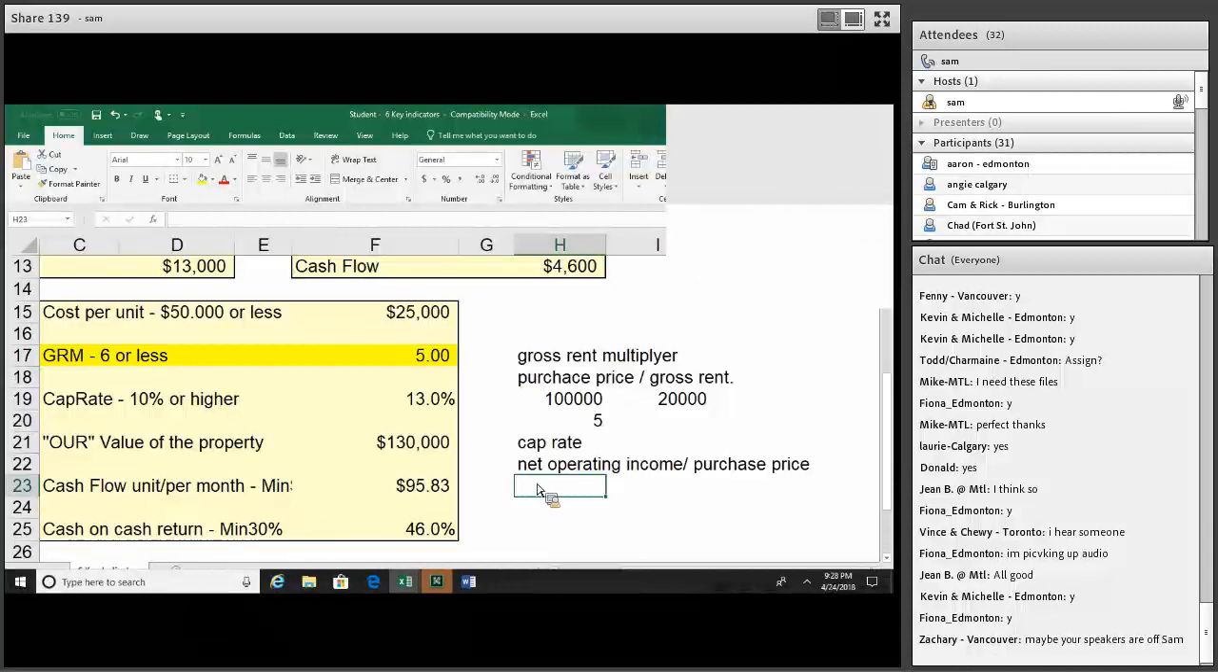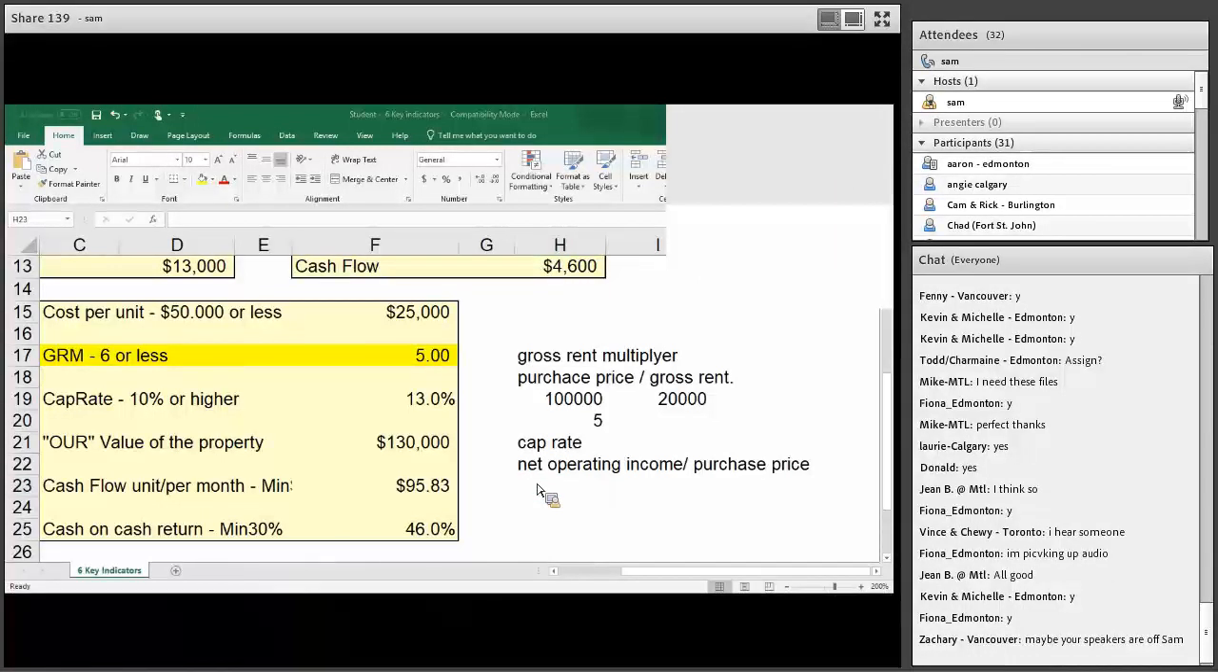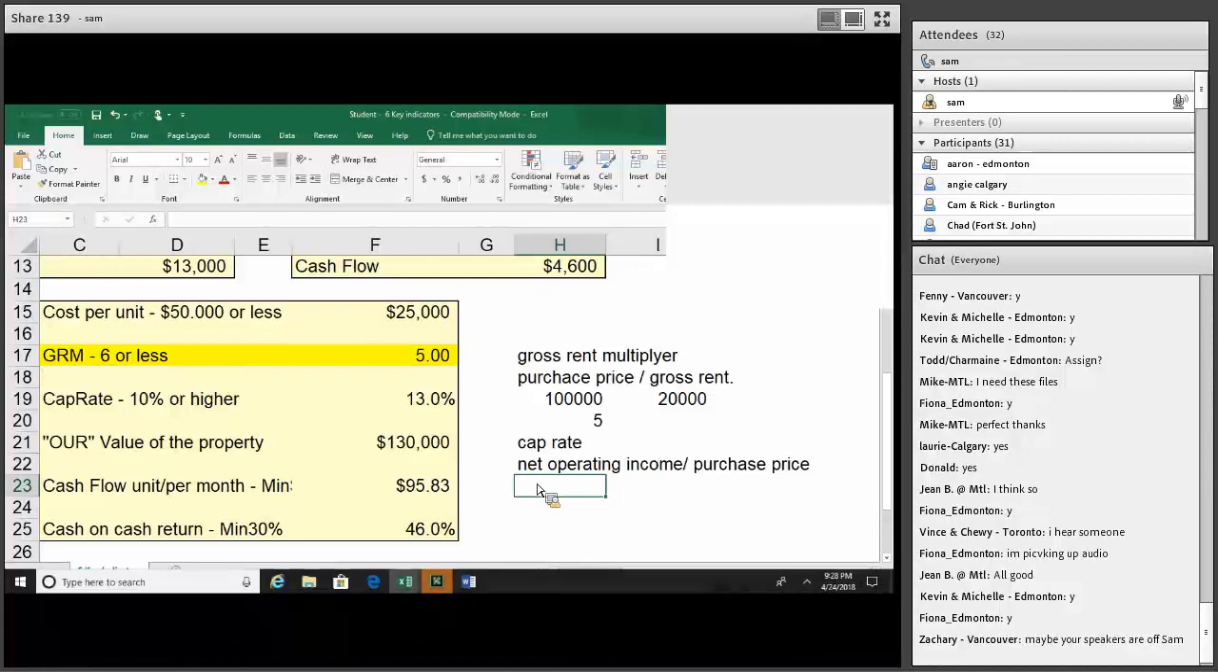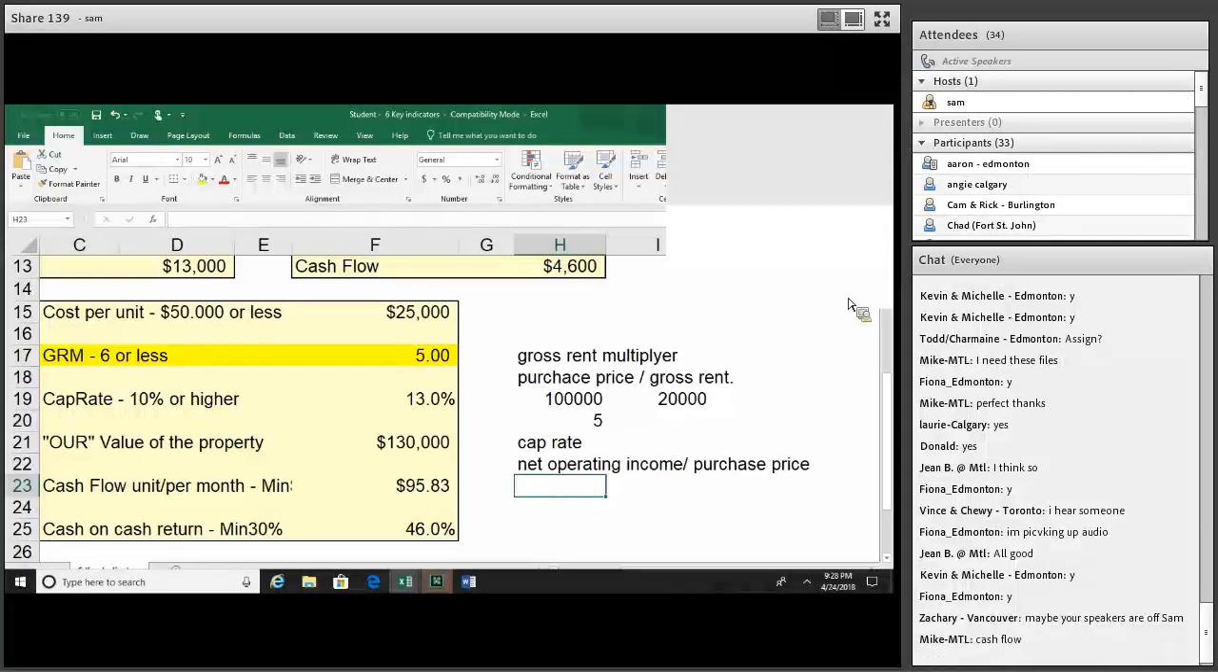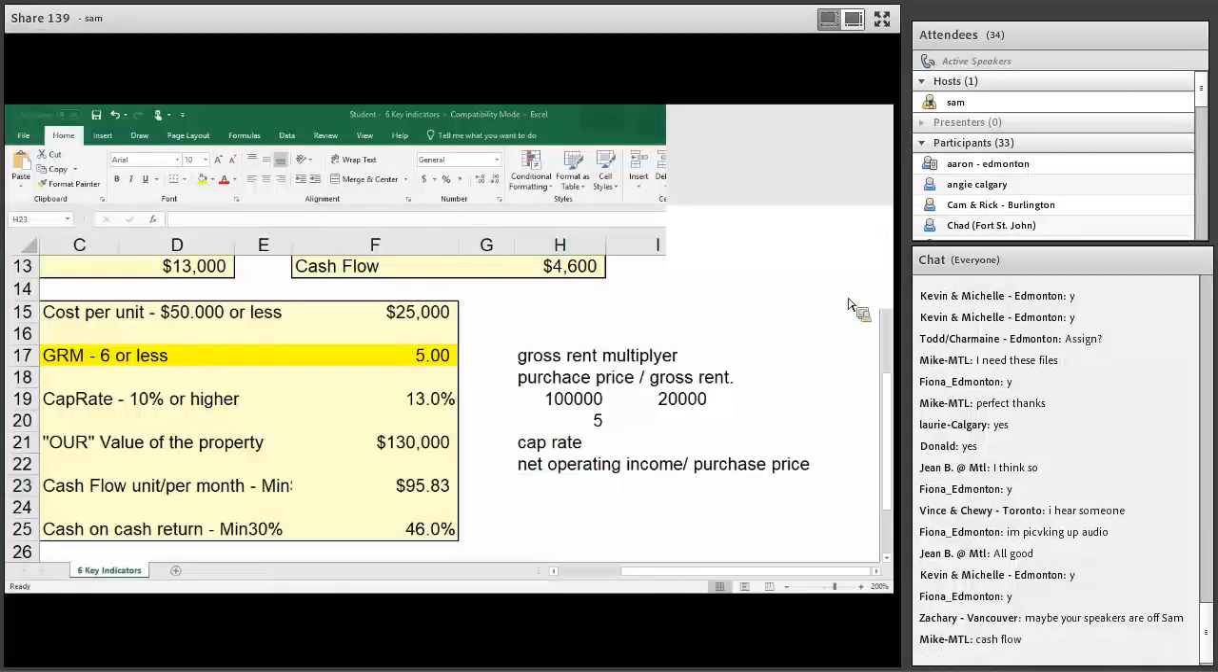There we go. Okay, net operating income divided by purchase price gives us cap rate. So what does that mean? Who can tell me what that means? What does that really mean? When we say cap rate, we're illustrating what?